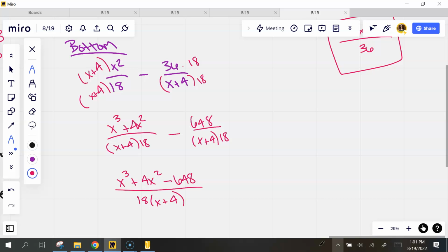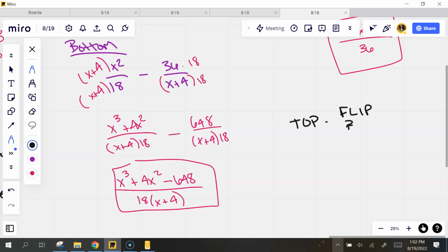I always want to check to see if I can factor it any further or do anything else. I'm good to go. Nothing else. Everybody good? If you can't factor it any further, we got to combine. That's right. We have to do the top times the flip of the bottom. This is what we were doing yesterday.